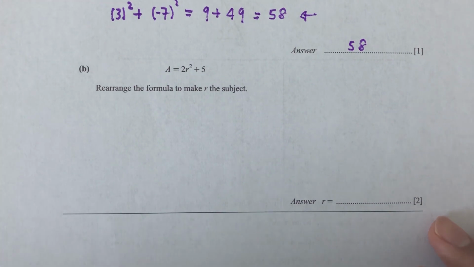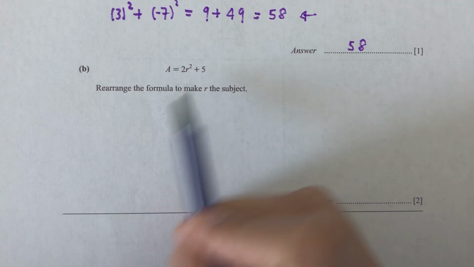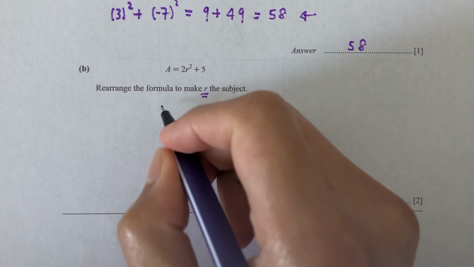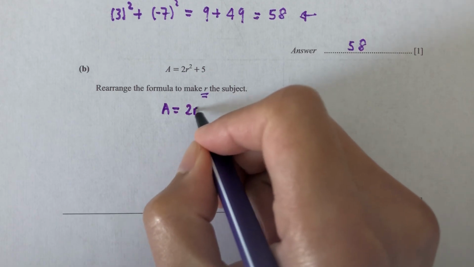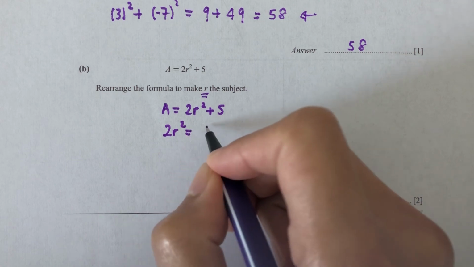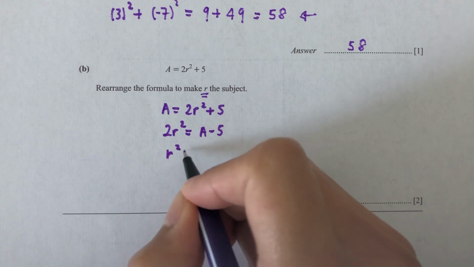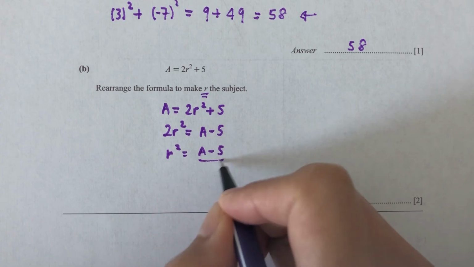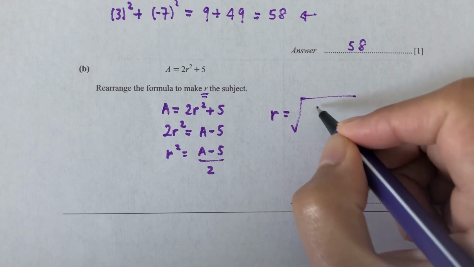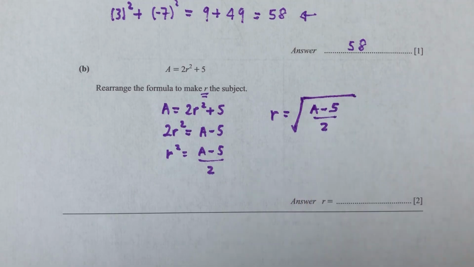Moving on to part B. We have this formula, a is equal to 2r squared plus 5. Rearrange the formula to make r the subject. So 2r squared is equal to a minus 5. Then r squared is equal to (a minus 5) divided by 2. Thus, r is equal to the square root of (a minus 5) divided by 2. And that is your answer for part B.